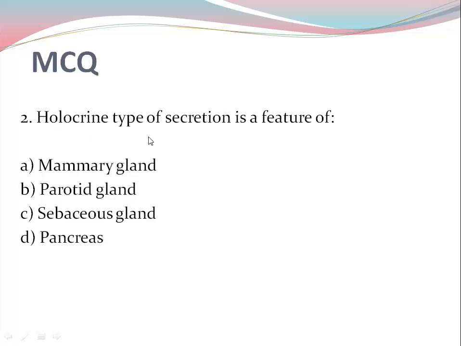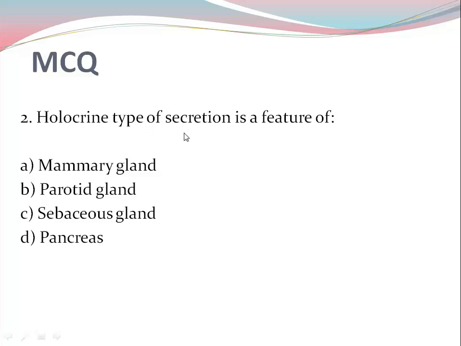Second question: holocrine type of secretion is a feature of which gland here? Options are mammary glands, parotid glands, sebaceous gland and pancreas. First, try to recall what holocrine secretion is. Holocrine secretion is when the whole entire cell gets detached from the basal membrane and is released into the cavity and poured outside. Entire cell gets detached. That is the holocrine type of secretion.